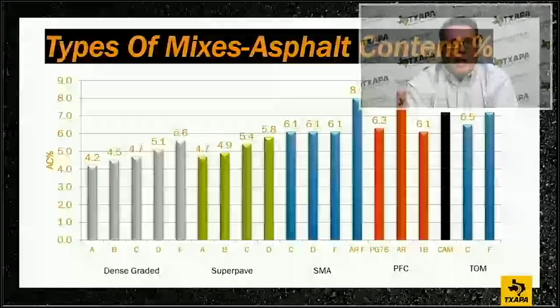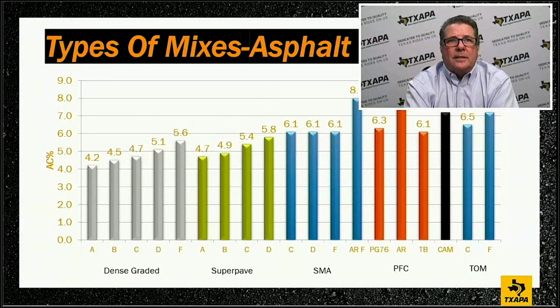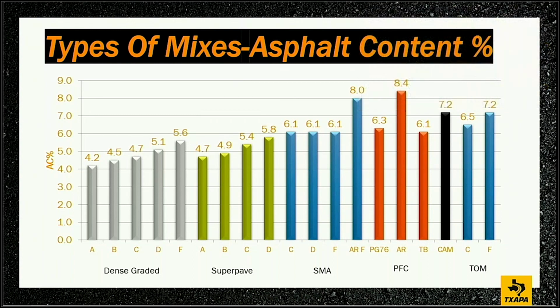A lot of people have seen this slide before. I love this slide. And what this slide tells us is as we're going down, as we get thinner in our materials, we're going to increase our asphalt content. Again, we talked about this in our aggregate, that the smaller the aggregate, the higher the surface area, the more liquid asphalt we're going to need. But we have all the material here. We have our dense graded, we have our Superpaves, our SMAs, our PFCs, and our TOMs.